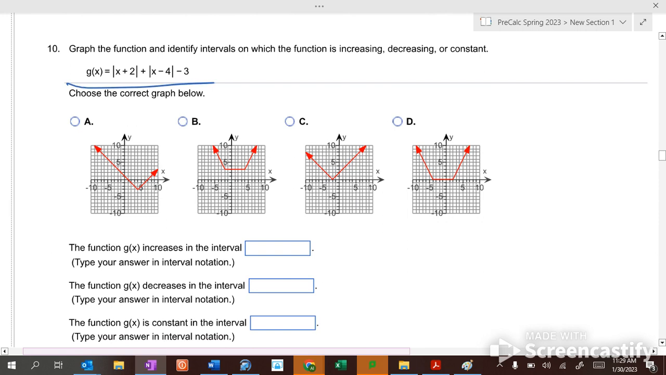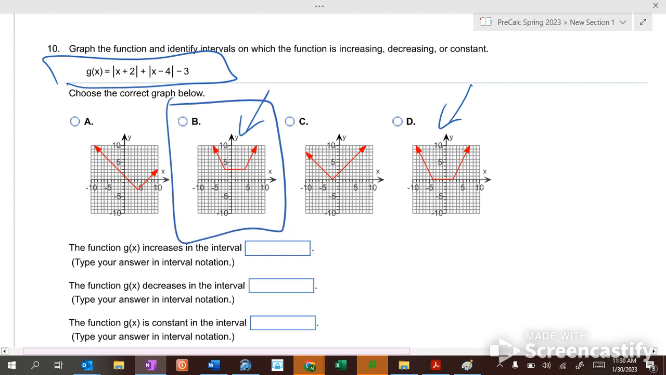When you see these, you're going to get a graph that looks like that or that. And for me, I just plug and chug. The easiest number to plug and chug would be 0. Because if it's 0, 0, it's this graph. If it's 0, 3, it's this graph. So you stick in a 0, you get 2. Stick in a 0, you get 4. 2 plus 4 is 6. Minus 3 is 3. So it must be choice B.